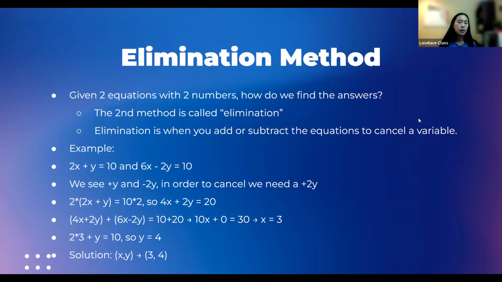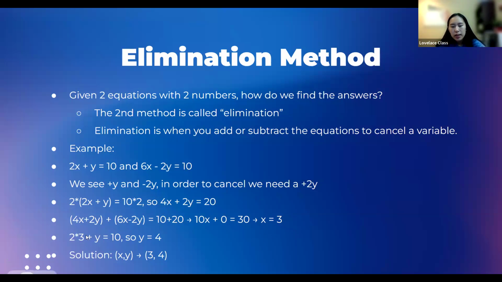And then you can add these two equations. We can add the left side of both equations, so we add 4x plus 2y to 6x minus 2y, and that's equal to 20 plus 10, because those are the right sides that we're adding. And then we can see that the 2y and minus 2y cancel out. So then you get 10x plus 0, because those two cancel out, equals 30. So then x equals 3.